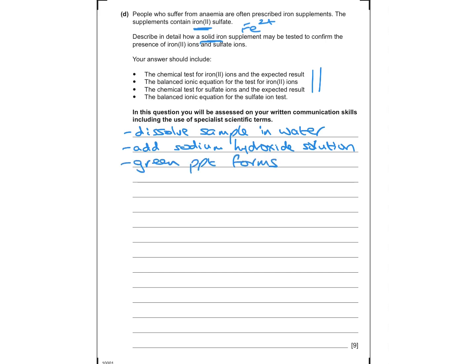Now the iron 2 ions are the only ions that produce that result. So I don't need to say about adding excess. And you could also use ammonia solution. Ammonia solution will produce the same result, a green precipitate. So we've identified the iron 2. Now we've got to identify the sulfate ions.